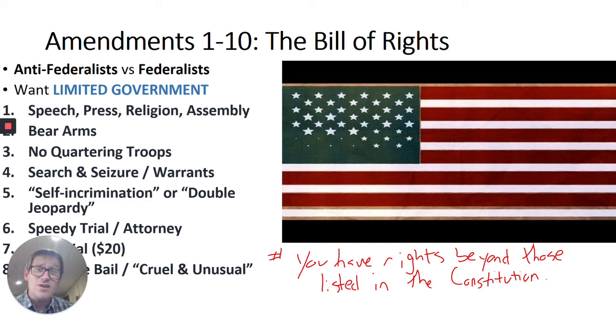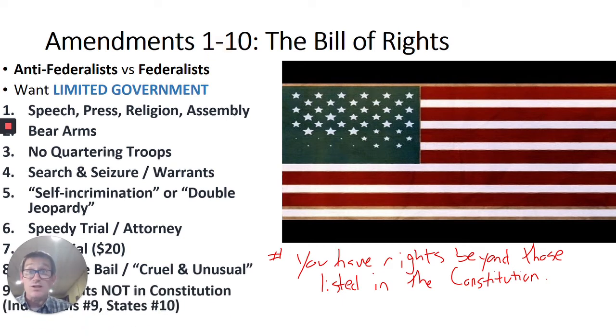The Seventh Amendment says that in certain types of cases, if the dollar amount at issue is over $20, you have the right to a jury trial. The Eighth Amendment says that we cannot have excessive fines or excessive bail, and you're protected against cruel and unusual punishment. Now, for numbers 9 and 10, both of these deal with limiting the powers of the government.